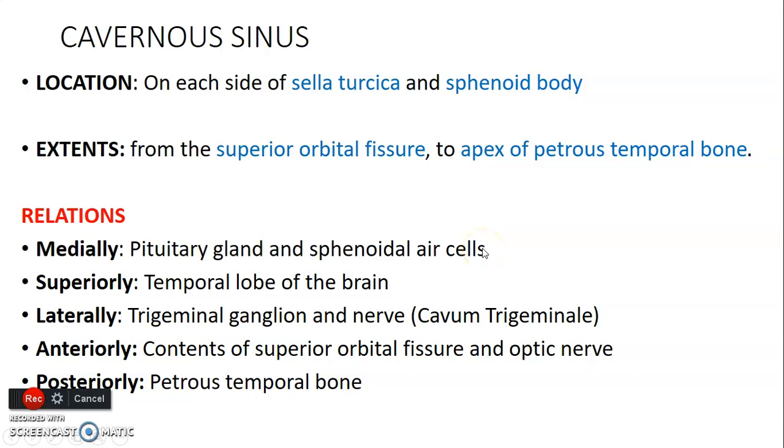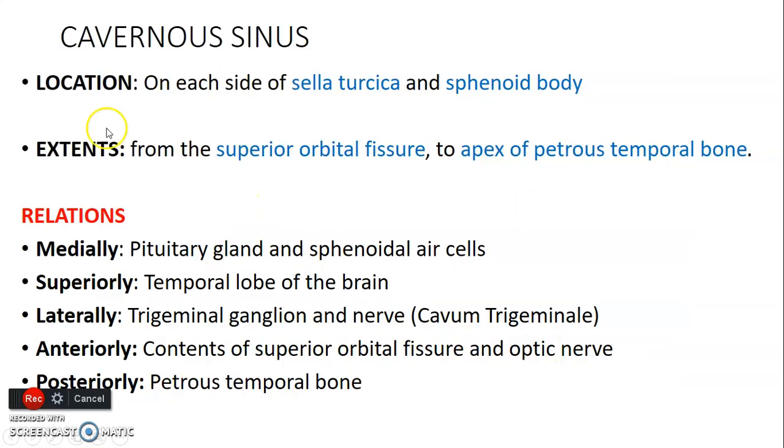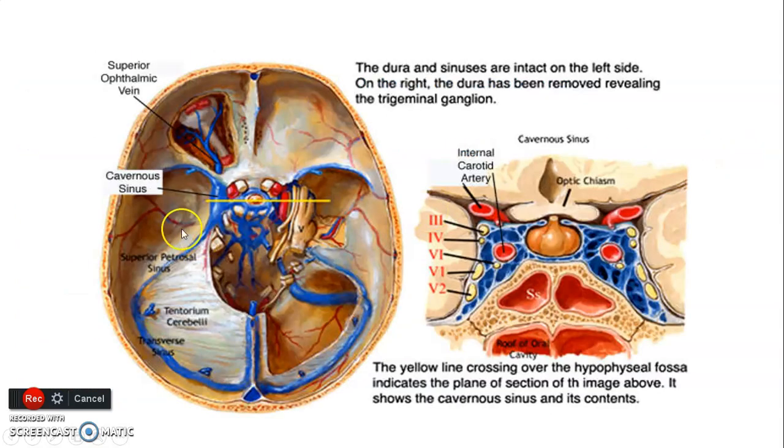I was just discussing the cavernous sinus in the previous lecture, so I'll do a quick overview of it. We said it's located on each side of the sella turcica and the sphenoid body. The sella turcica is here and the body of sphenoid below it, and it extends from the superior orbital fissure to the apex of the petrous temporal bone. So this is your cavernous sinus.